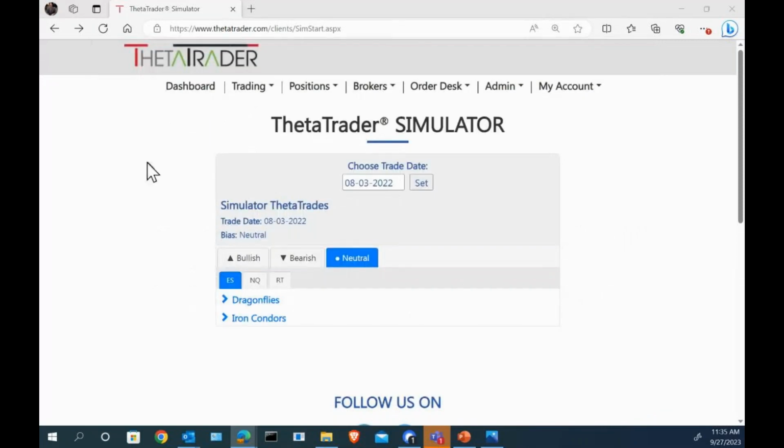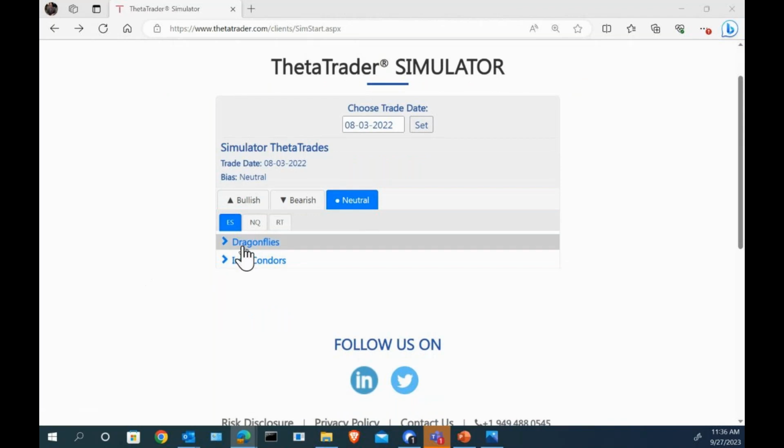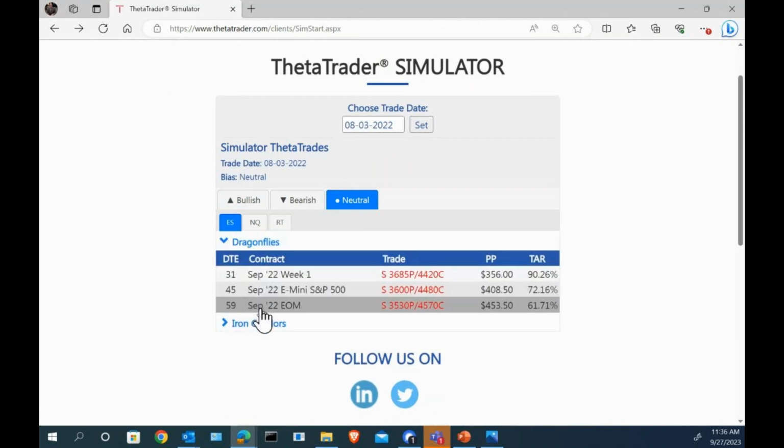Okay, so we're going to go backwards in time, and I just picked a kind of random date here last summer. You can see there are bullish, bearish, and non-directional neutral strategies available at any given time on these markets: the E-mini S&P 500, NASDAQ 100, and the mini Russell 2000. We'll go ahead and look at the Dragonfly September end of month expiration.